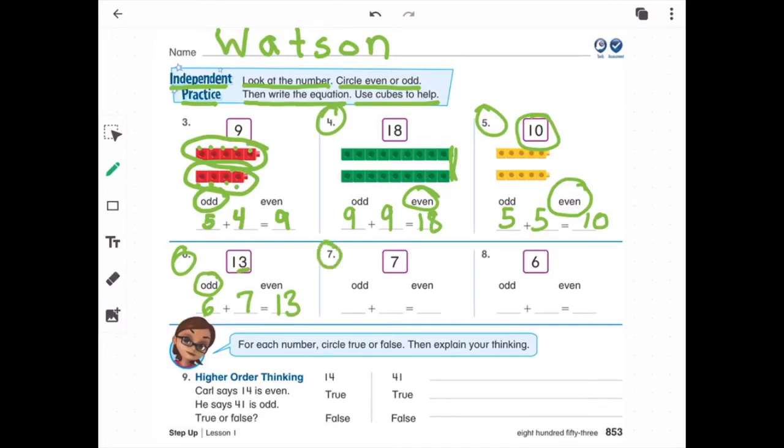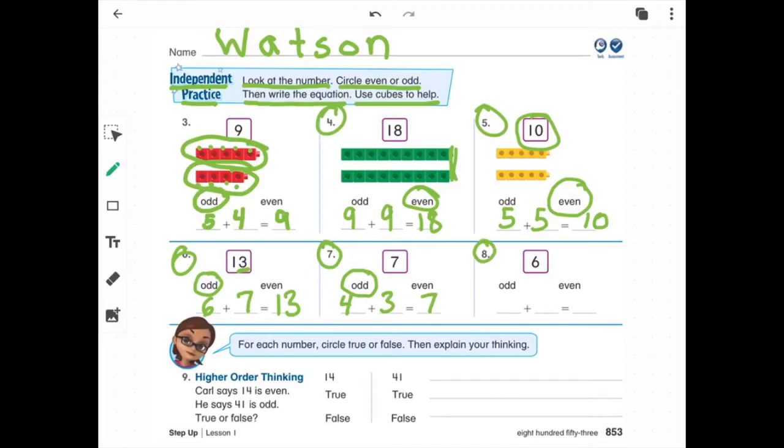Let's go on to number 7. Okay, is the number 7 odd or even? Can it be split into 2 equal groups? No. So that means it's odd. And I know from memory that 4 plus 3 equals 7. You see how I just did that? That was just a mental math strategy. I didn't have to count anything. I just have that memorized. Let's go on to number 8.